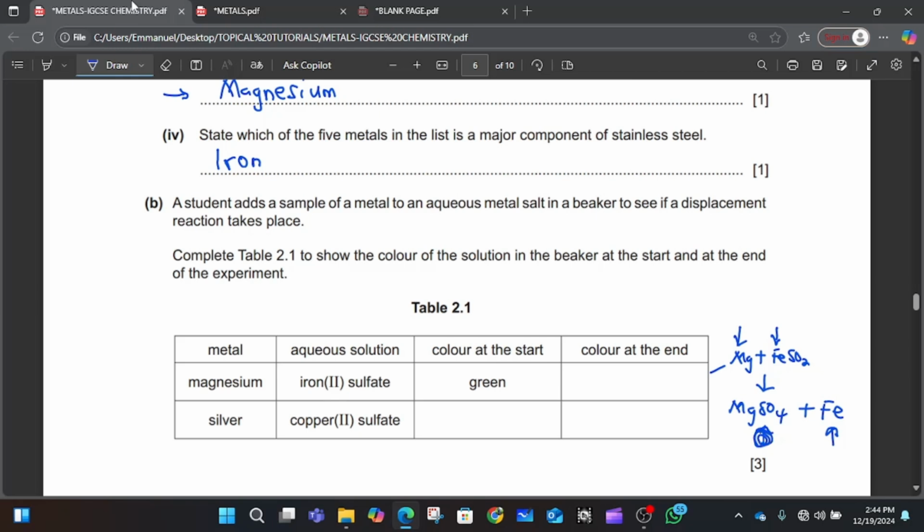Magnesium sulfate is a colorless solution because magnesium is not a transition metal. It is transition metal salt solutions that give colors.